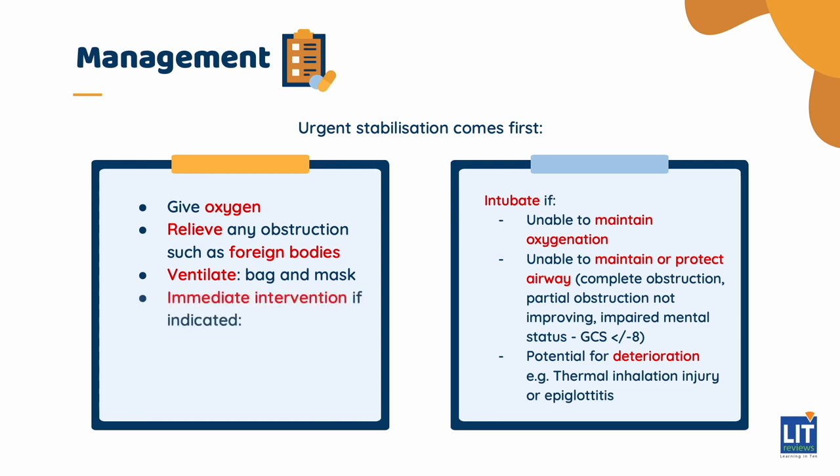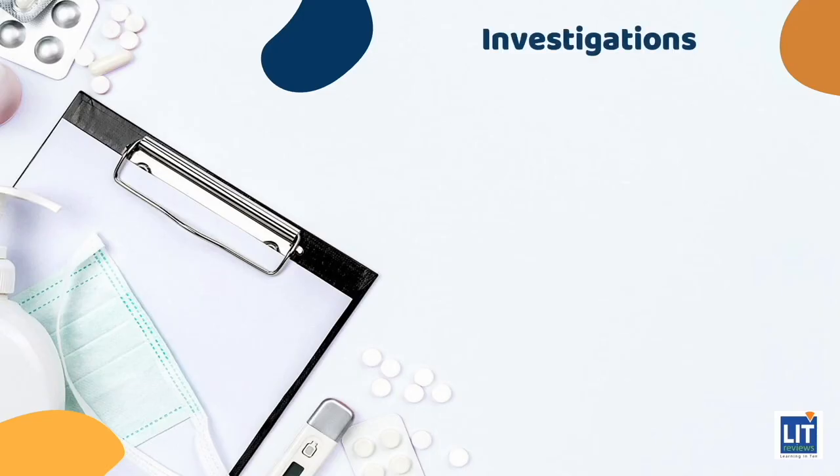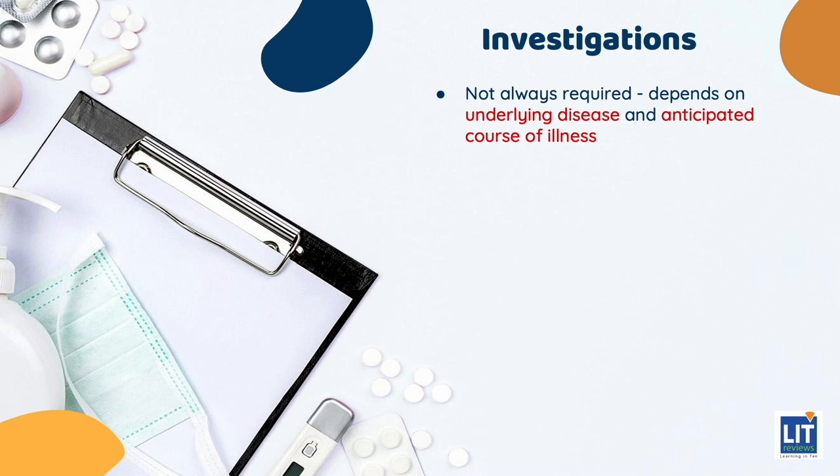Some conditions require immediate interventions, such as needle decompression of a tension pneumothorax and chest tube insertion, or pericardiocentesis in cardiac tamponade. Other illnesses, such as severe anaphylaxis or asthma exacerbations, may require initial aggressive medical therapies. Not all children in respiratory distress need investigations. Certain conditions, such as asthma, which improves with bronchodilators, do not need further tests.